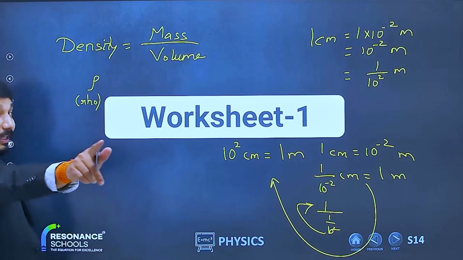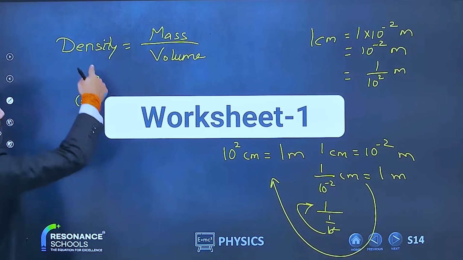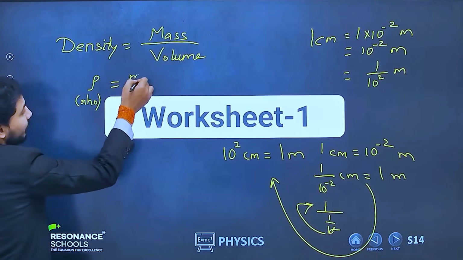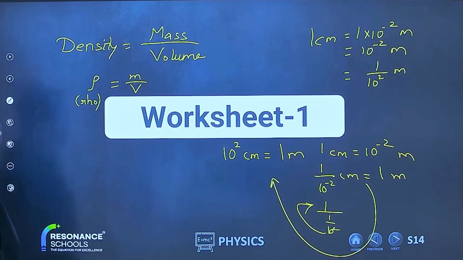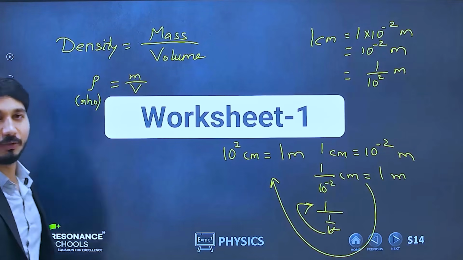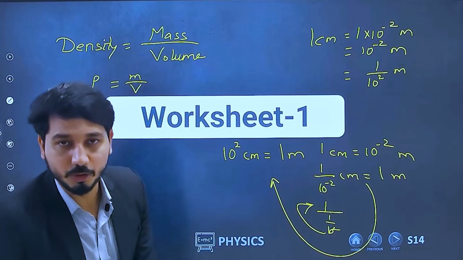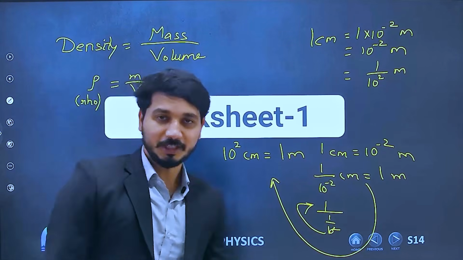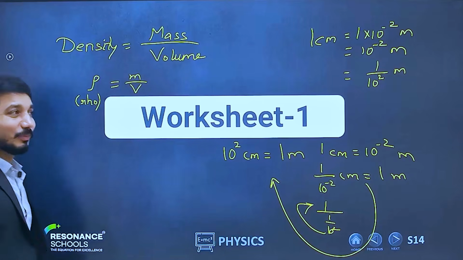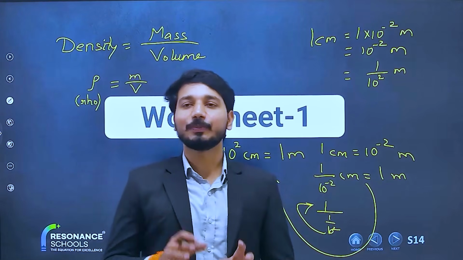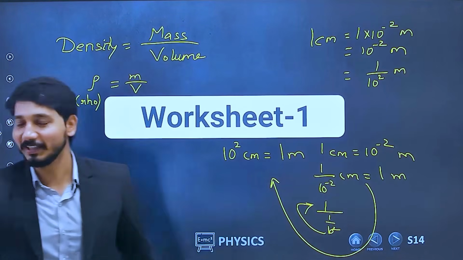Now we will play IPL. Before that, the short formula. Density is equal to mass by volume. Those who are having doubt, just remember the formula. Density is equal to mass by volume, right? In general terms, density means how much amount of matter is present in a substance, right?